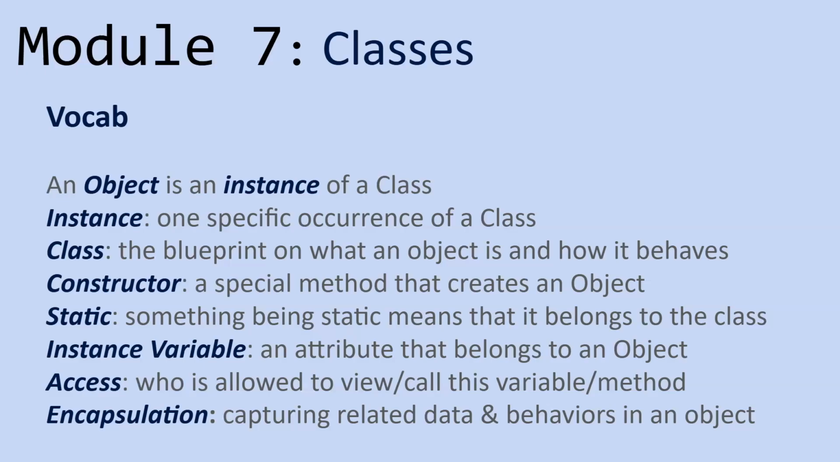And then static, if it's a static method or a static variable, it means it belongs to the class rather than an object. So non-static, it belongs to a specific instance of the class. Static means it belongs to the overall class. And then instance variable, it's an attribute that belongs specifically to an object. Access tells who is allowed to view or call the variable or method. And then the only options we learned for this class are private, which means it can only be used within this class, and then public, which means it can be used in other classes, many classes at once. And then we have good old encapsulation, so capturing related data and behaviors into an object.